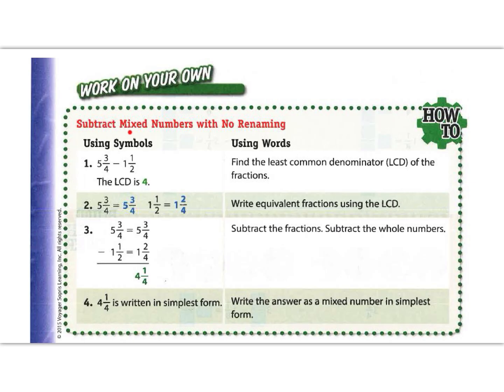All right, this says subtract mixed numbers with no renaming. Using symbols, it says we need to find the least common denominator of the fractions. So 4 and 2 are the denominators. The least common one is 4, so you don't need to change this one. You just need to change that one. Then write equivalent fractions using that least common denominator. So we changed just this one. Then you subtract the fractions. Do the fractions first. Then you subtract the whole numbers. Then it says write the answer as a mixed number in simplest form. So 4 and 1/4 is simplest form, so that one you just get to leave.